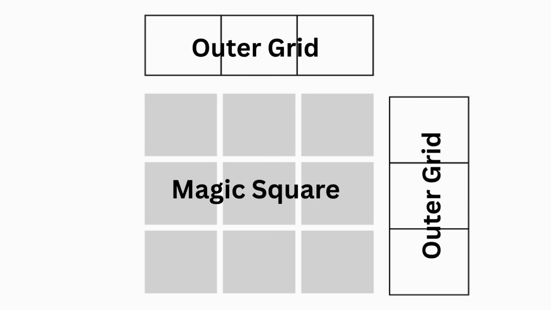First, draw a 3 by 3 grid. Now, add one extra row at the top and one extra column on the side. These are called the outer grids. We will only place the numbers 1 to 9 inside the main 3 by 3 grid. And yes, there are a few simple rules.